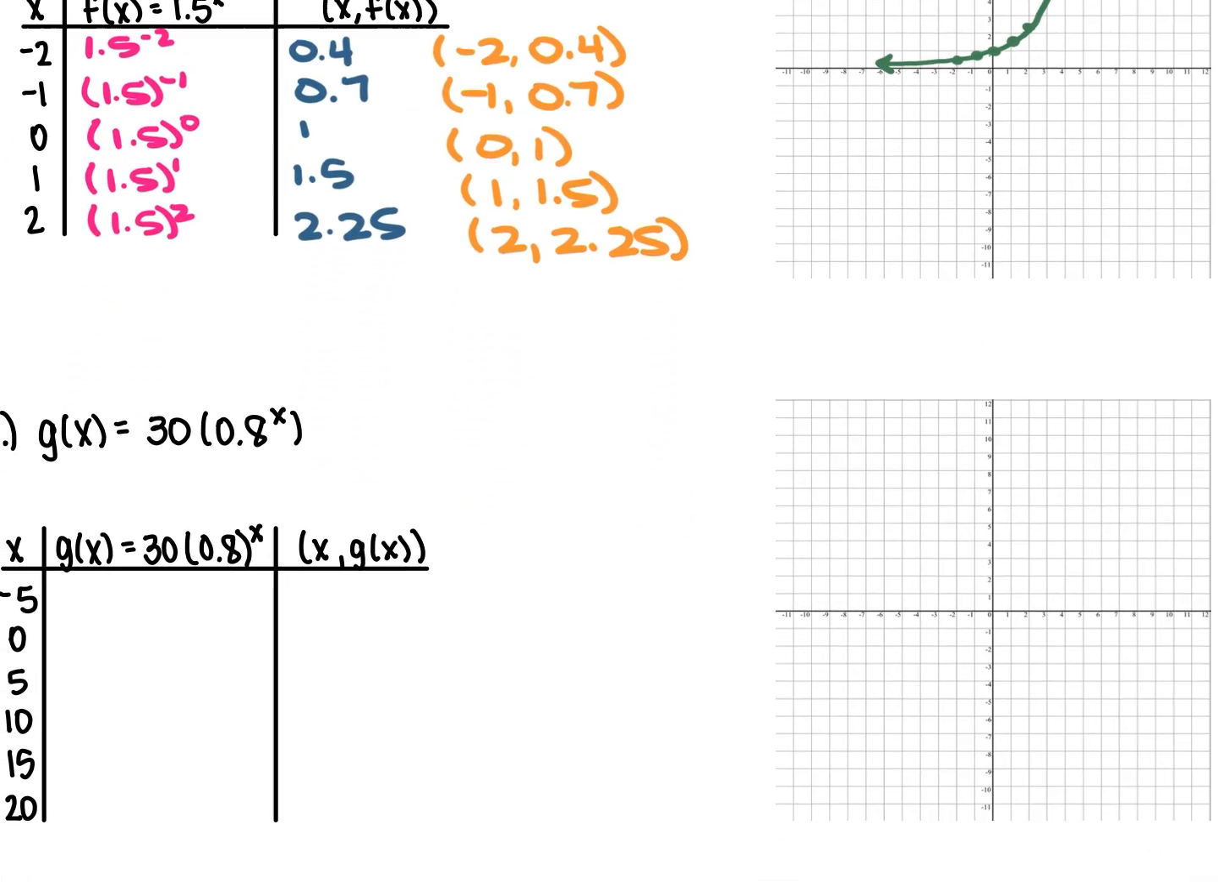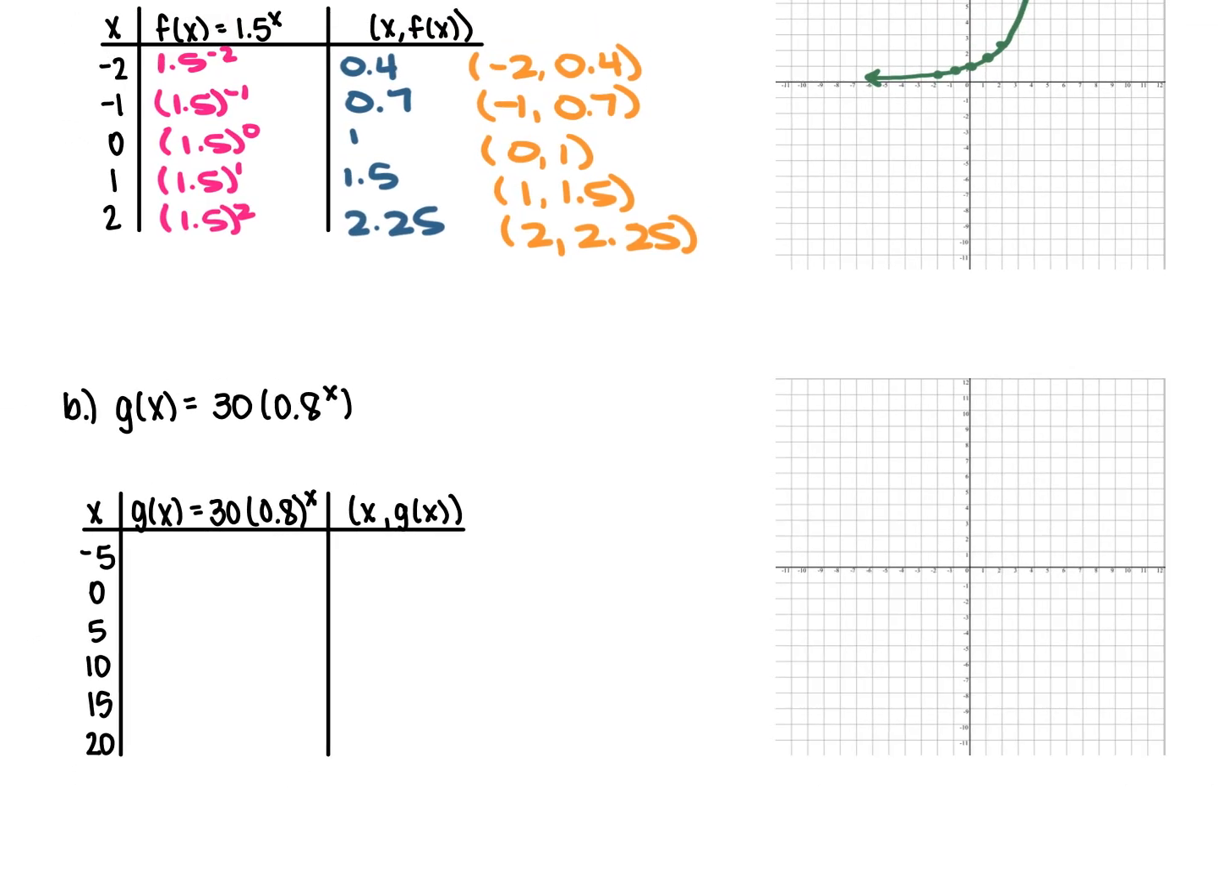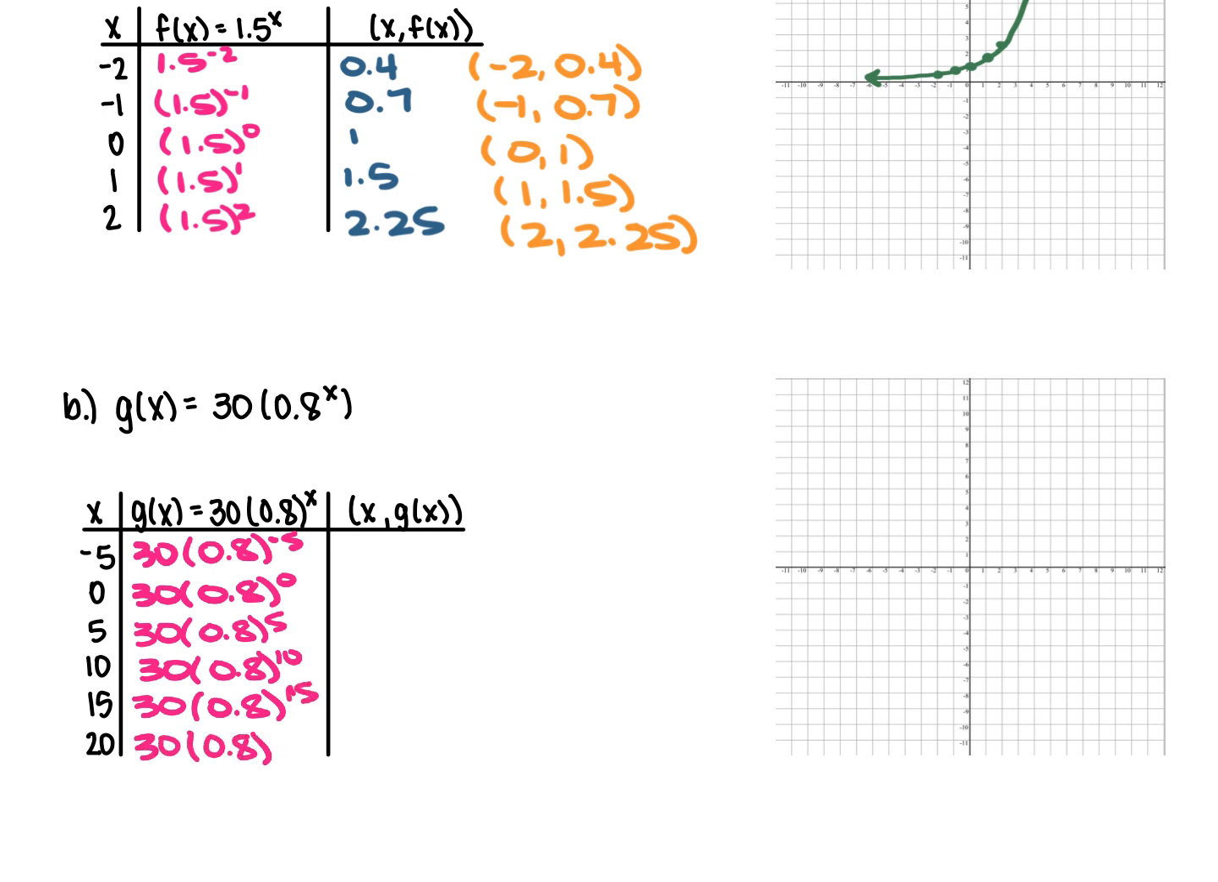For example B, you have g of x is equal to 30 times 0.8 to the power of x. You're given x values of negative 5, 0, 5, 10, 15, and 20. So we're just going to plug these in first. So we're going to have 30 times 0.8 to the power of negative 5, 30 times 0.8 to the power of 0, 30 times 0.8 to the power of 5, 30 times 0.8 to the power of 10, 30 times 0.8 to the power of 15, and 30 times 0.8 to the power of 20.